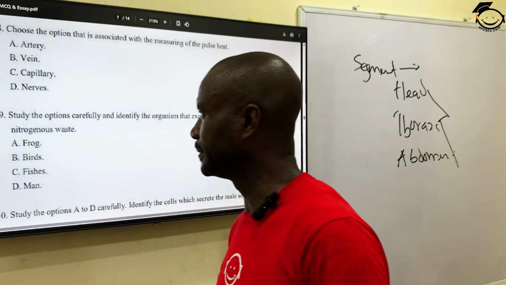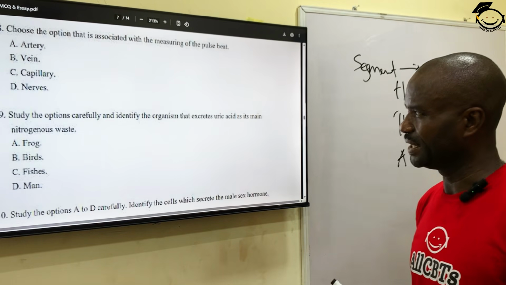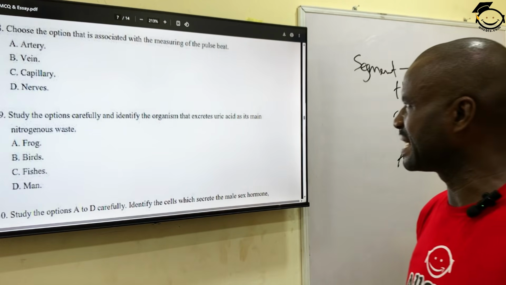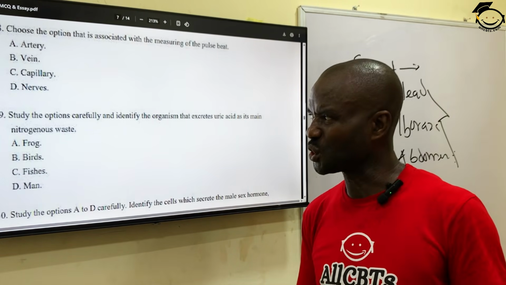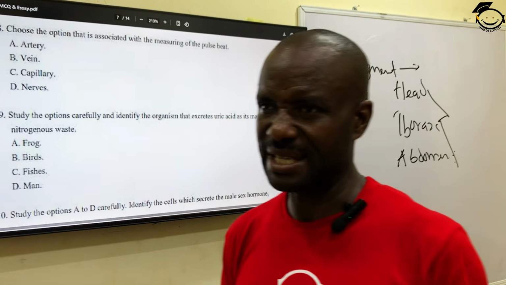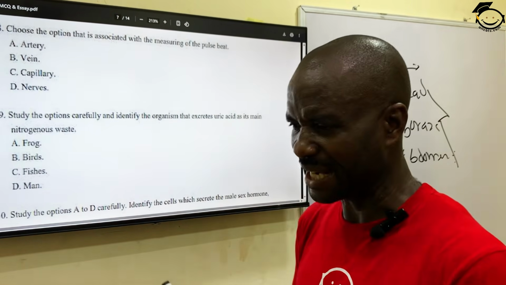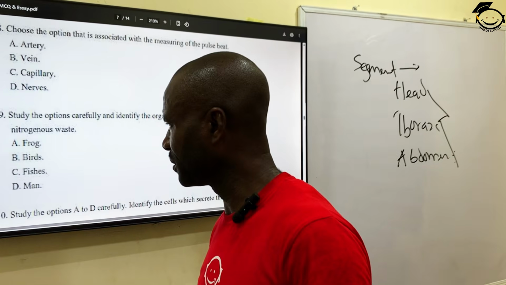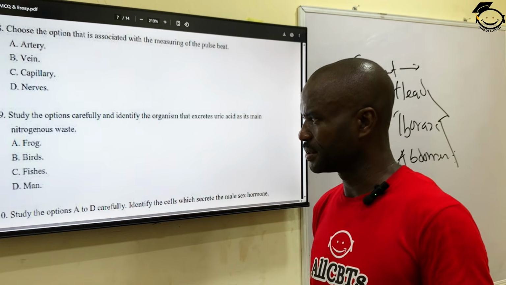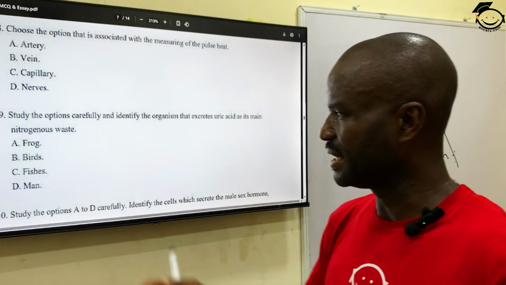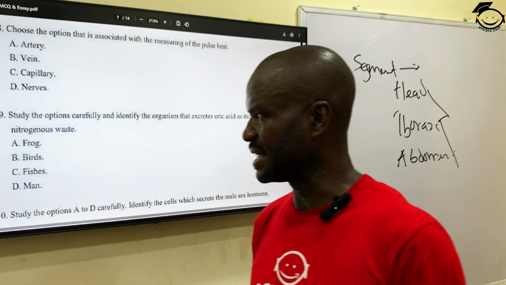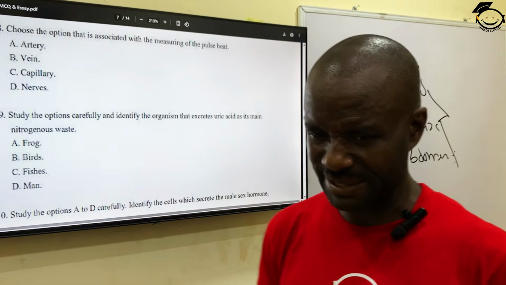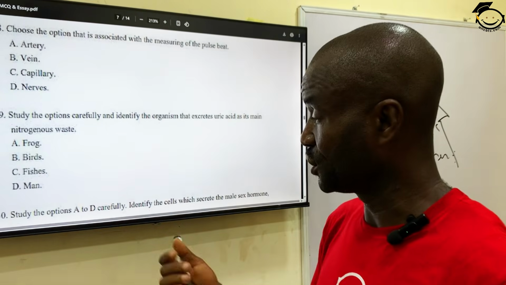Number 29. Study the options carefully and identify the organism that excretes uric acid as its main nitrogenous waste. You see, uric acid is associated with some organisms, and it acts like a poison when it is excreted. A, frog. B, birds. C, fishes. And then D, man. The correct answer is A. Only frog from this option excretes uric acid as a nitrogenous waste.